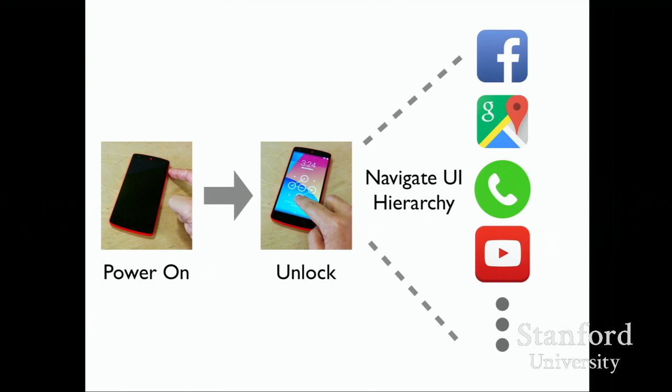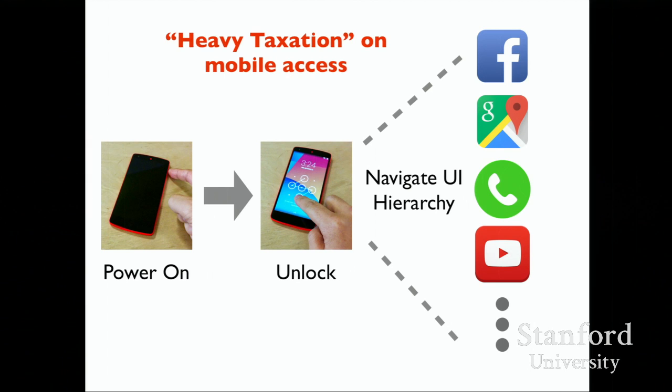So at the beginning of the talk, I asked you how many times you access your mobile devices per day. So many of these accesses actually require the user to turn on the screen, unlock the phone, and navigate the deep UI hierarchy. So this additional effort is imposed on every task, almost every target task the user wants to perform, which I call heavy taxation on mobile access.